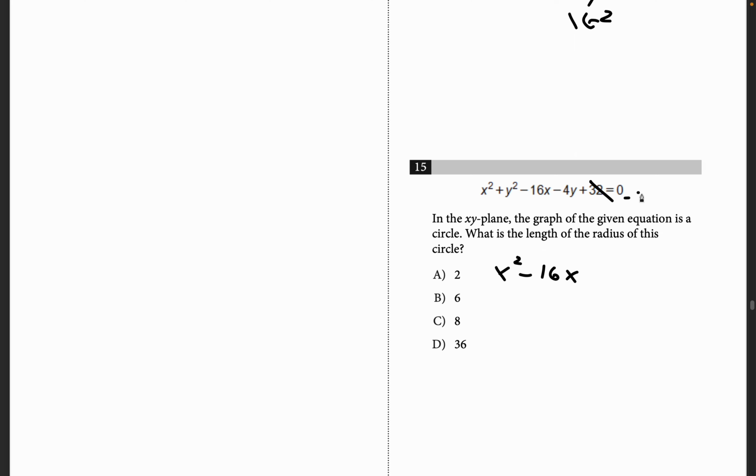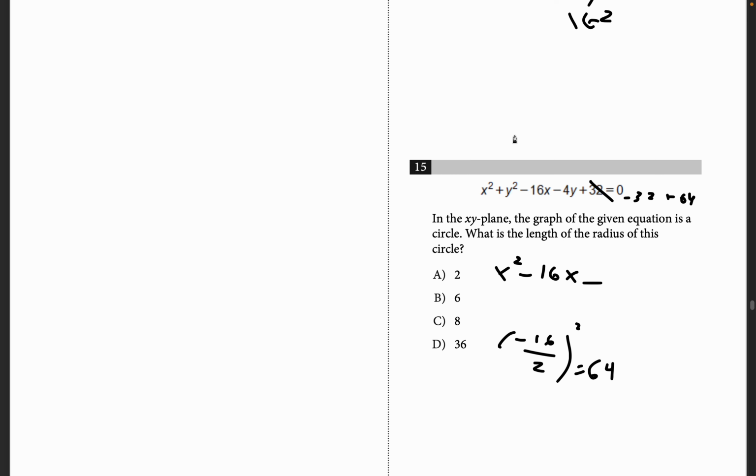This will be negative 32 x squared. Okay, now we need to divide this and add the constant here so we can add it on the other side. So negative 16. I'm trying to find the radius squared, which equals 64. Right? So negative 32. Let's add 64 on this other side.